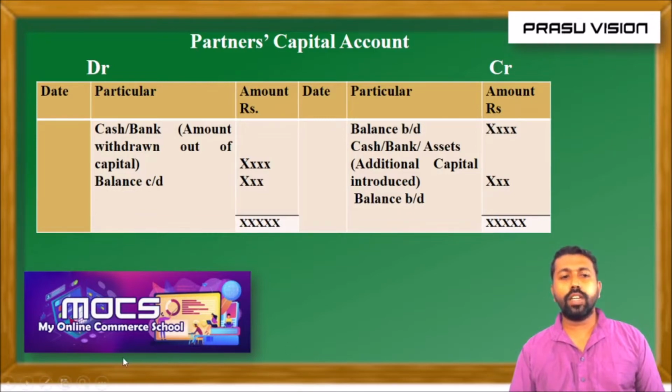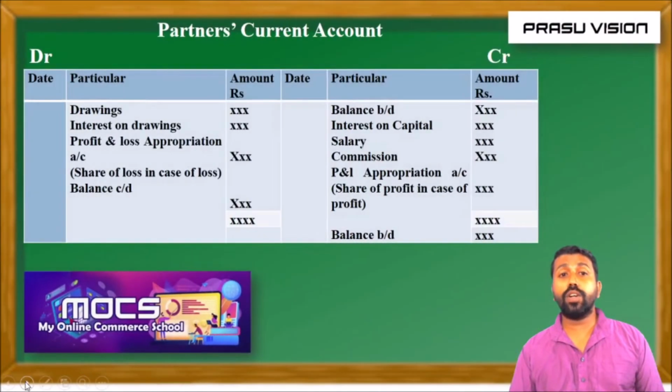And we are going to the preparation of the second account as per the fixed capital method, that is partner's current account. It starts with the opening balance of current account. Not the opening balance of capital, but the opening balance of current account. Already we have written the opening balance of capital in the capital account. So here, if there is any balance of current account, we have to write it in the credit side.